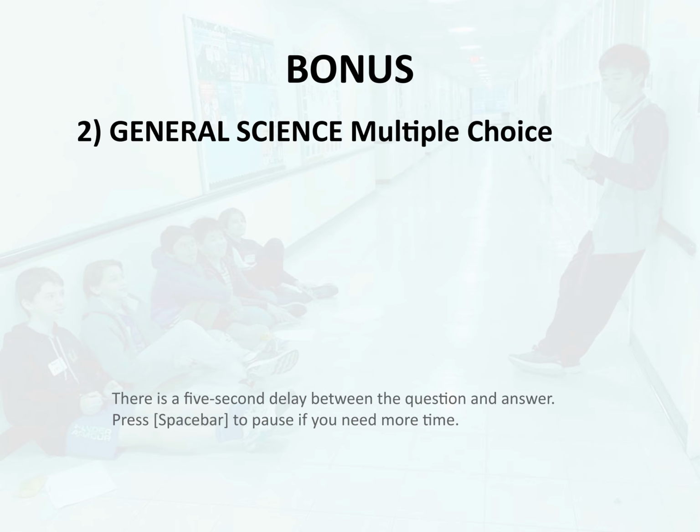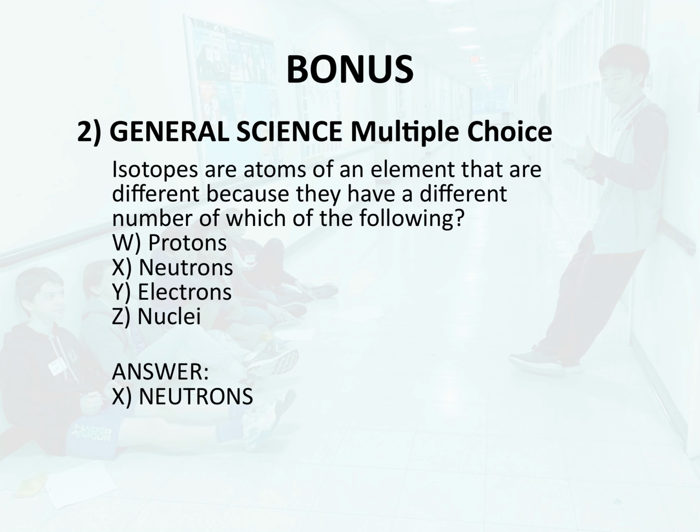Bonus 2. General science. Multiple choice. Isotopes are atoms of an element that are different because they have a different number of which of the following? W. Protons. X. Neutrons. Y. Electrons. Z. Nuclei. Answer. X. Neutrons.